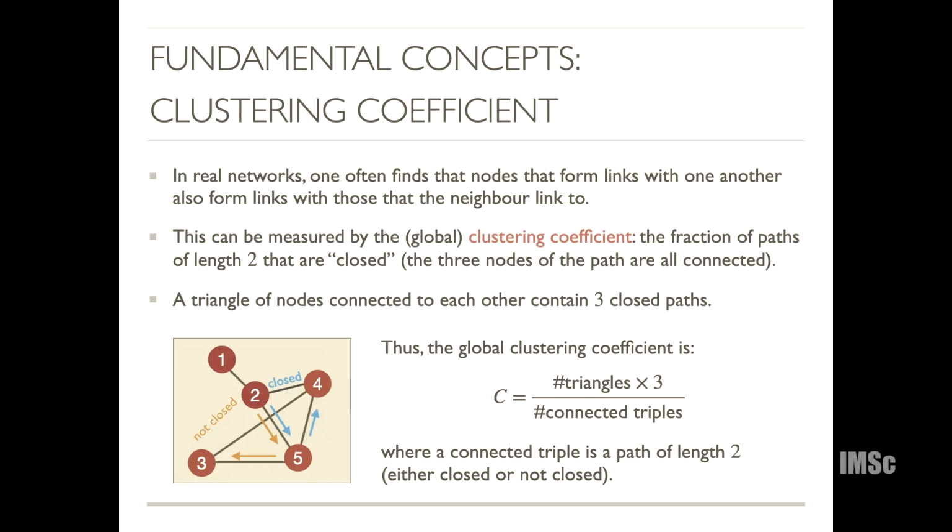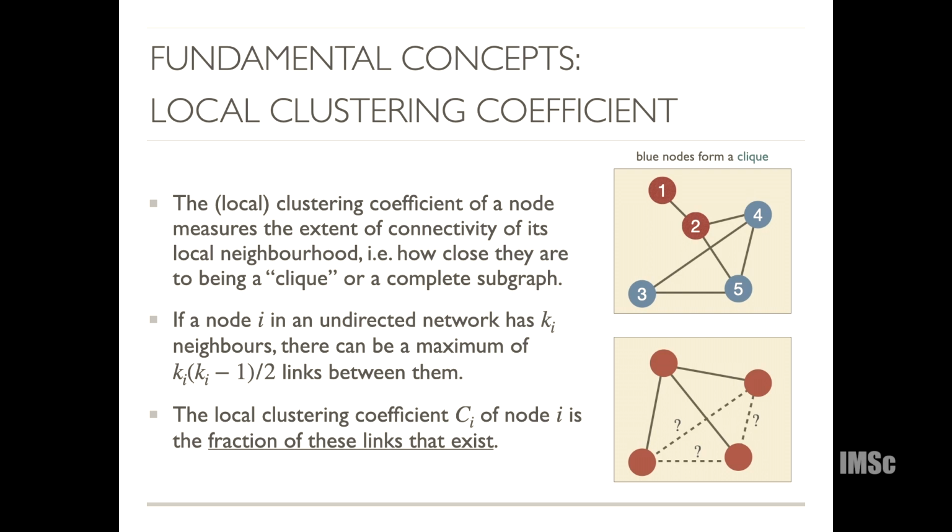But this is a property at the level of the whole network. One can also look at this from the perspective of the individual nodes of a network. For that, you look at a given node and its neighborhood. Here, 2 is a neighbor of 4, 3, and 5, and then you see how close the neighbors come to a clique, or a completely connected subgraph.